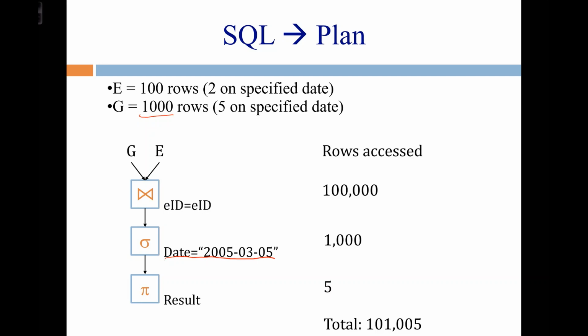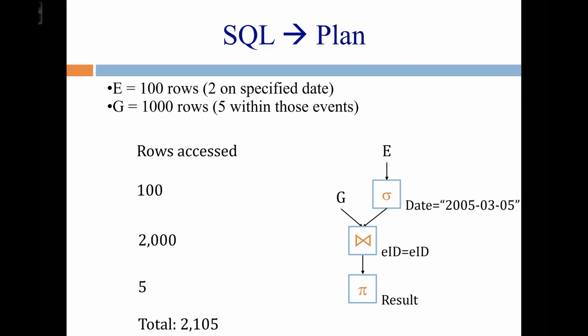Since we have no index, we have to just look at every single row in that temporary relation. So we look at 1,000 more rows in order to find the ones on that date. And then, as I said up here, 5 of them are on the specified date, so 5 of them make it out of that filter. And then when we do the projection, we have to look at those 5 rows. So about 100,000 total rows in order to process the query using this plan.